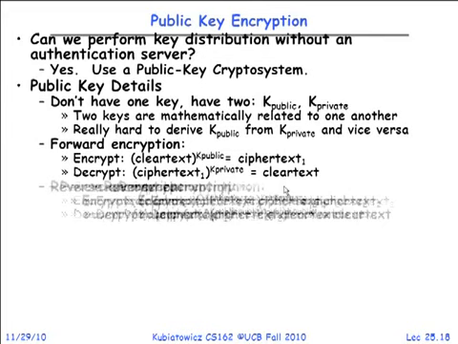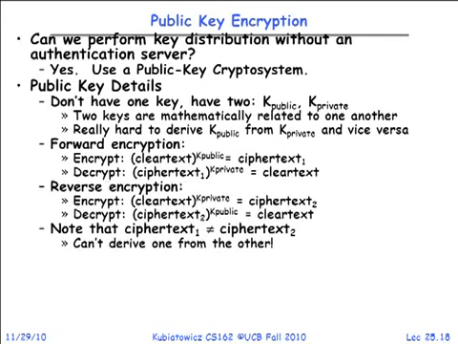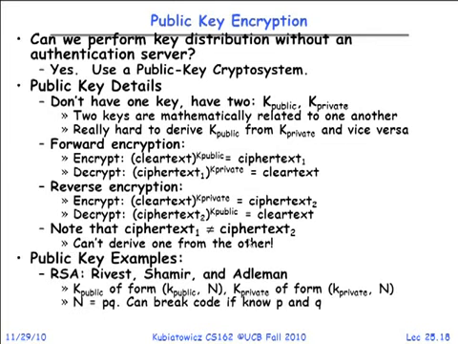Question? Yes? Why do we want to be able to do both forward and reverse? It seems like if you have a private key, you have everything important anyway. That's not entirely true when you're trying to prove to somebody that you're who you are, and I'll show you in a moment. When it comes to authentication, you want to be able to do this in both directions. So most public key crypto systems have this symmetrical property. The important part, though, is that ciphertext 1 is not equal to ciphertext 2, and you can't derive one from the other.